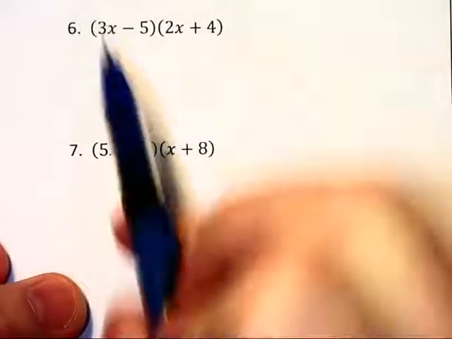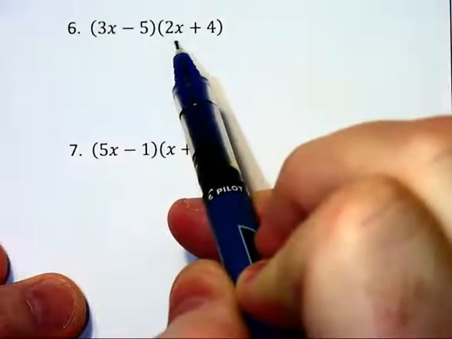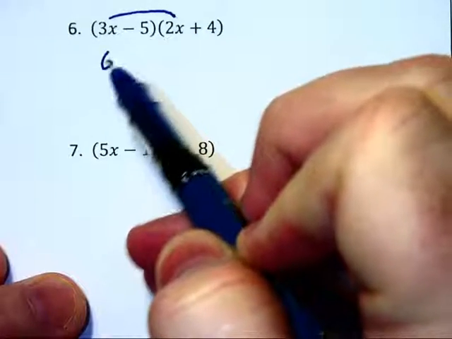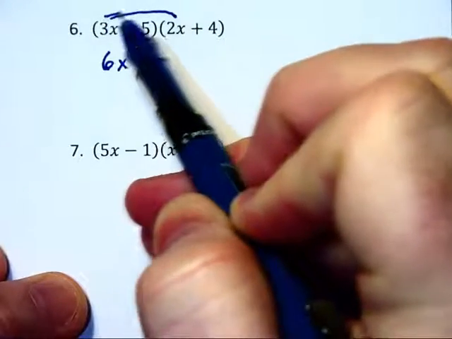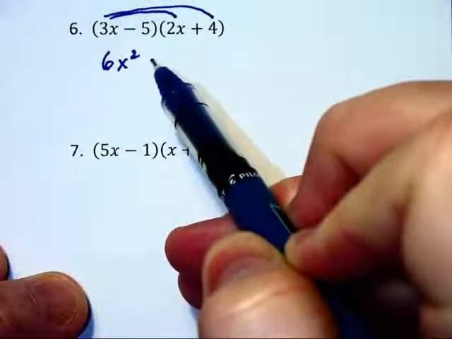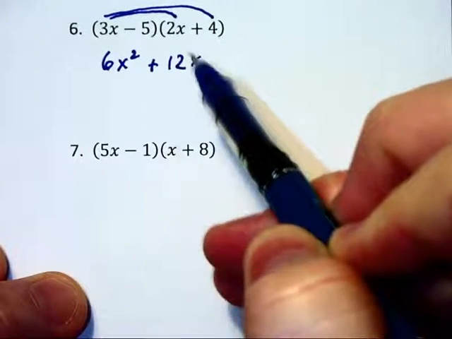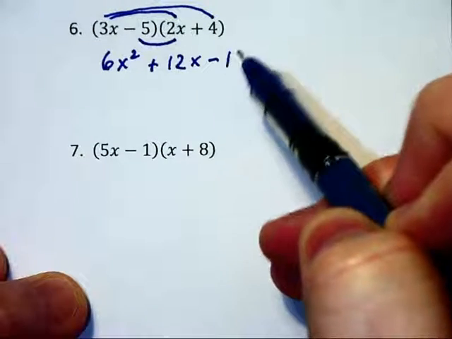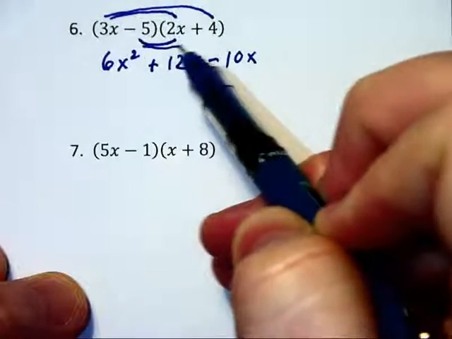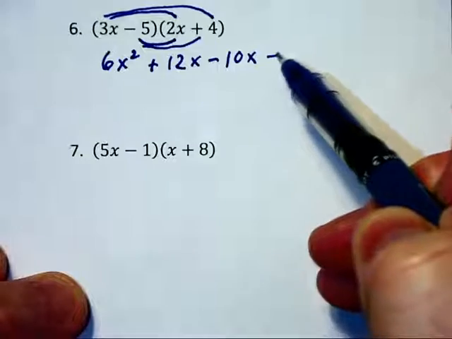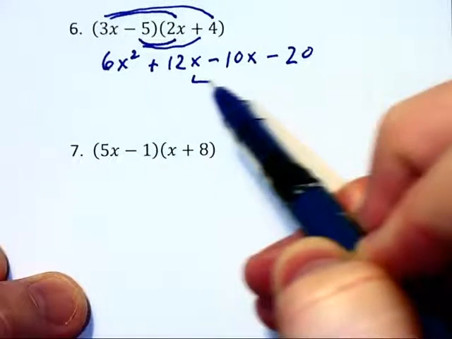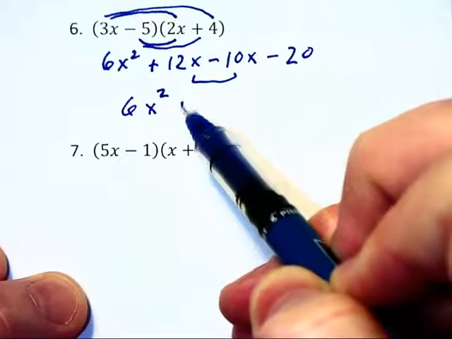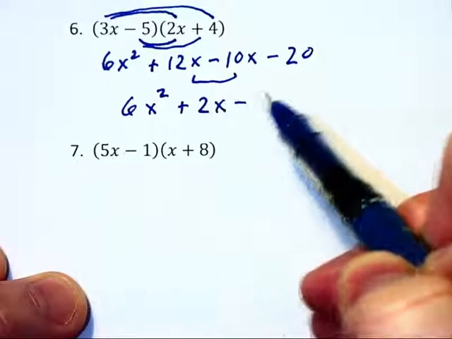In number 6, let's do this again. 3x times 2x at the beginning. If it helps, draw those arrows, do so. 6x squared. Then 3x times positive 4 makes plus 12x. Minus 5 times 2x makes negative 10x. And finally, negative 5 times positive 4 is negative 20. Combining the middle two terms together, we now have 6x squared plus 2x minus 20.